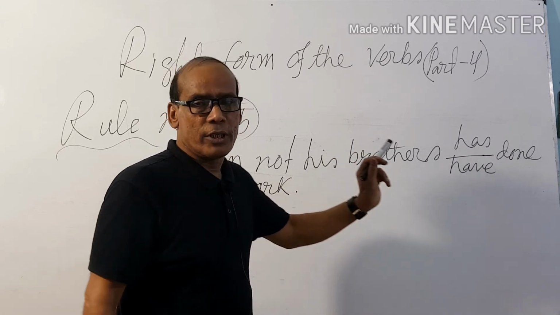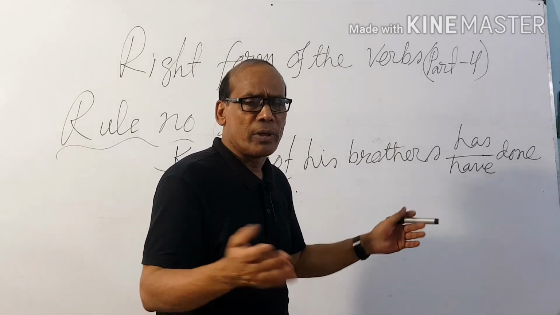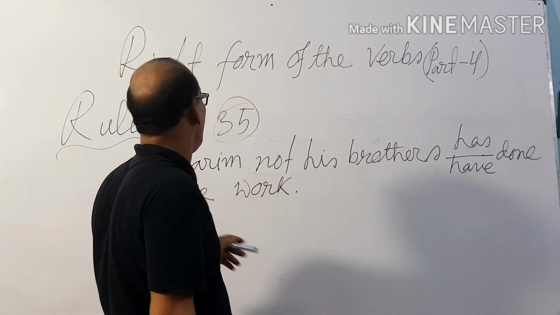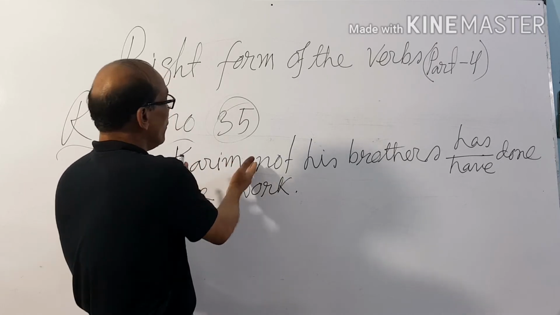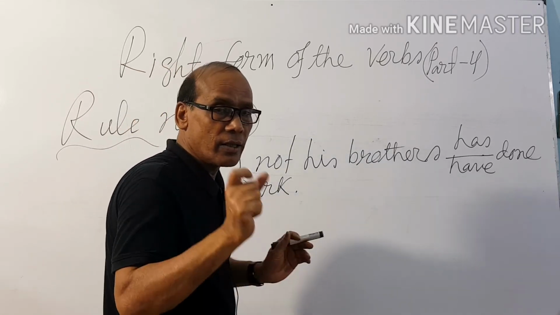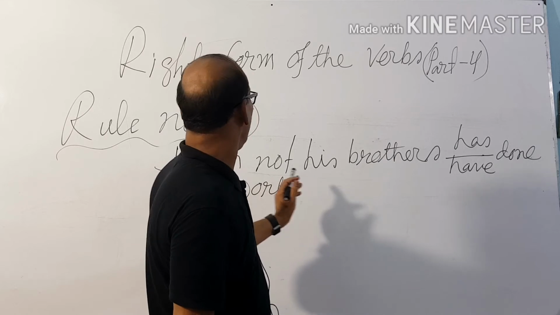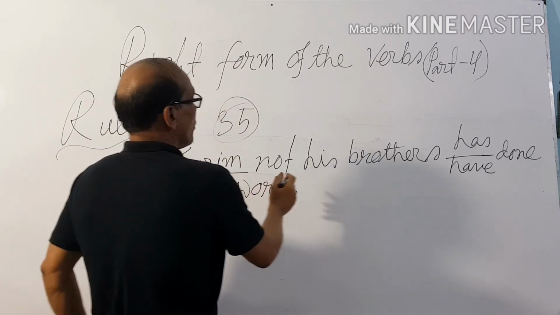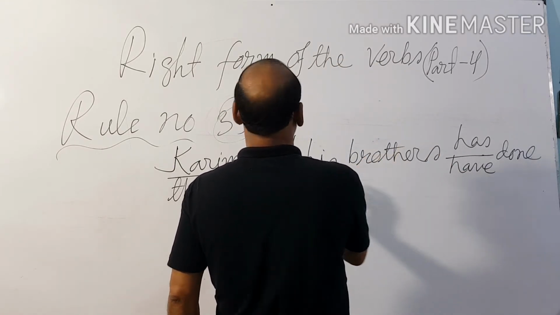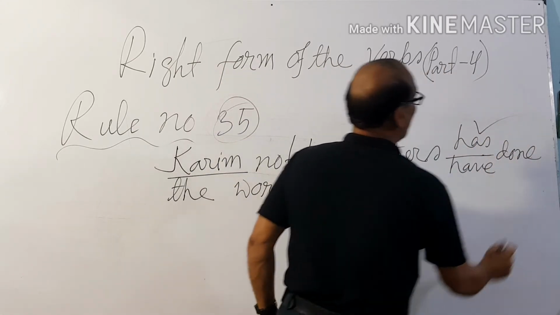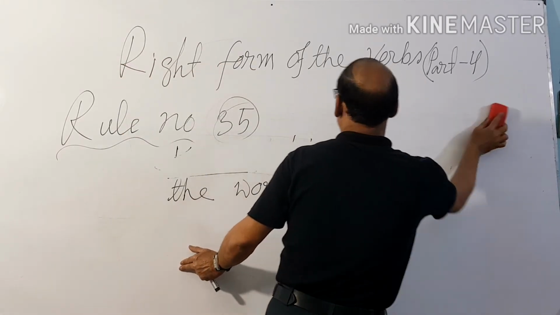Here, only Korim is responsible for that job, not his brothers or sisters or friends or father or mother, whoever he or she or they may be. So we'll have to remember one thing: the noun or pronoun used before not will be the real subject, and the verb will be according to this real subject, not the word after not. So Korim is the real subject. As Korim is responsible for doing that work, the verb will be according to Korim. So here has is right. I think this is clear to you, dear learners.